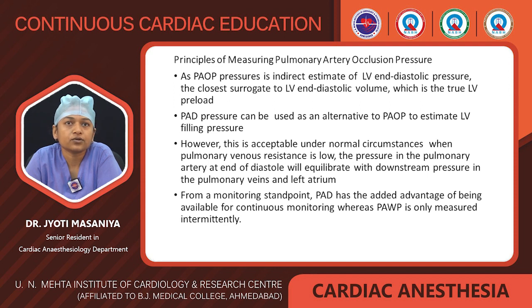The pulmonary artery diastolic pressure can be used as an alternative to pulmonary artery occlusion pressure to estimate LV filling pressure. However, this is acceptable under normal circumstances when pulmonary venous resistance is low. The pressure in the pulmonary artery at end diastole will equilibrate with the downstream pressure in the pulmonary veins and the left atrium. From a monitoring standpoint, pulmonary artery diastolic pressure has the added advantage of being available for continuous monitoring, whereas pulmonary artery wedge pressure is only measured intermittently.